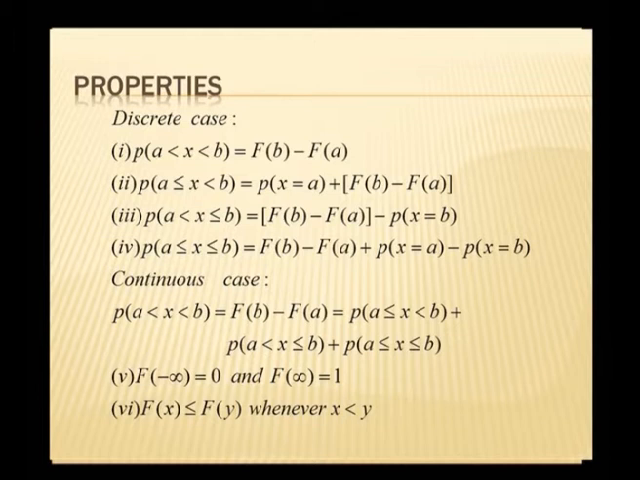And then we have what you call the continuous case. See, in the continuous case, when I say x lies between a and b, the probability is defined as before, F of b minus F of a, and here I can take a less than or equal to x less than b, a less than x less than or equal to b, a less than or equal to x less than or equal to b, all the 4 mean the same. And capital F of minus infinity will be 0, F of plus infinity is 1, and whenever x is less than or equal to y, F of x will be less than or equal to F of y.